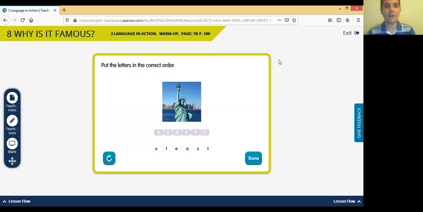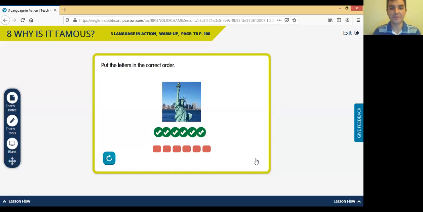Now, to wrap it all up, we're going to check our correct spelling of these words that we have for the famous places. First one is the Statue of Liberty. So we have to spell statue. S-T-A-T-U and E. Here we go. Statue. You might want to repeat that.